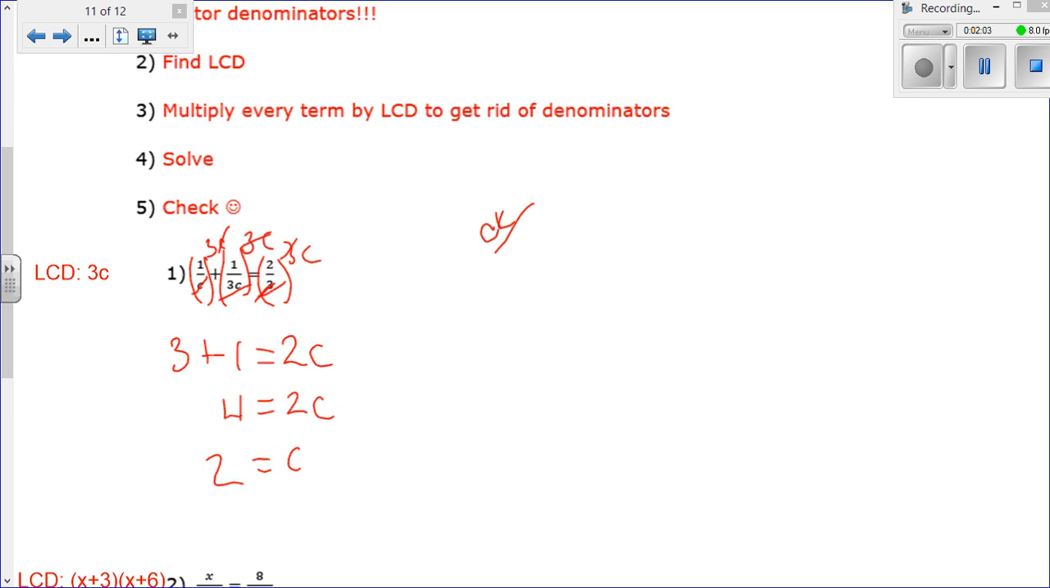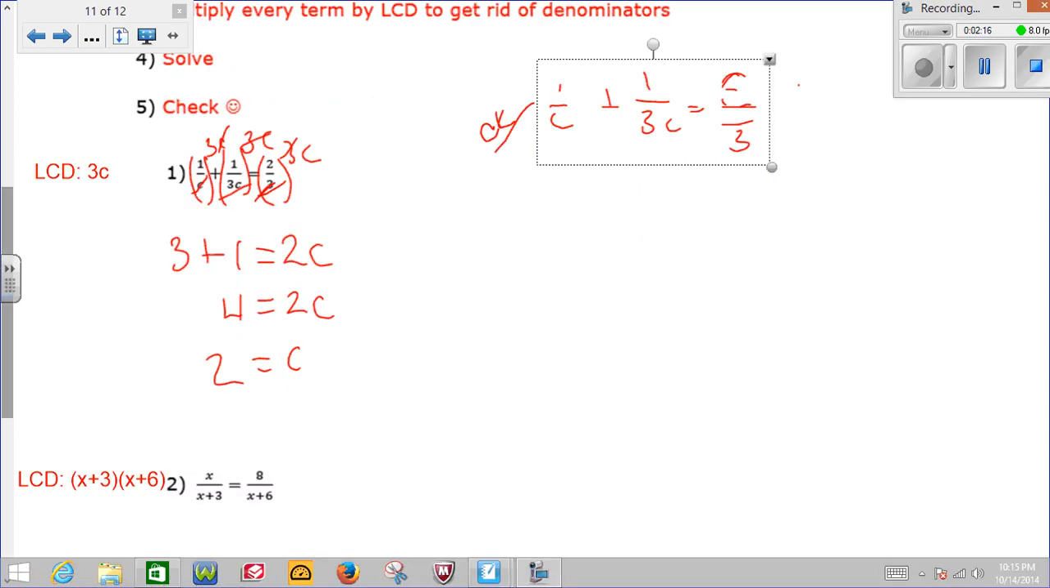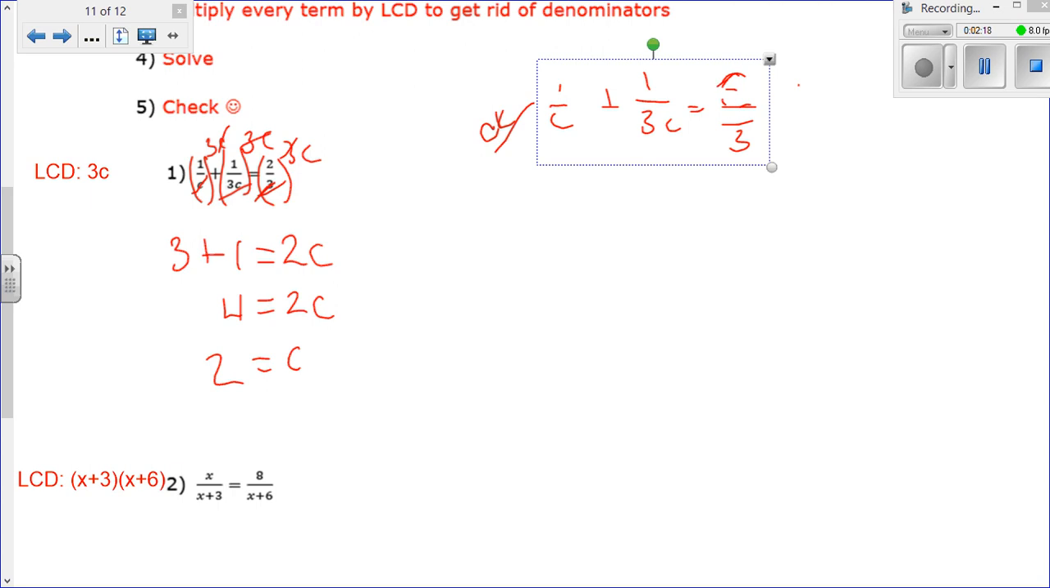So we have 1 over C plus 1 over 3C equals 2/3. Well, that's strange. Let's see here. There we go. There's my 2/3. So I'm going to put in 2 everywhere I see a C. So I have 1/2 plus 1 over 3 times 2 is 6 equals 2/3.